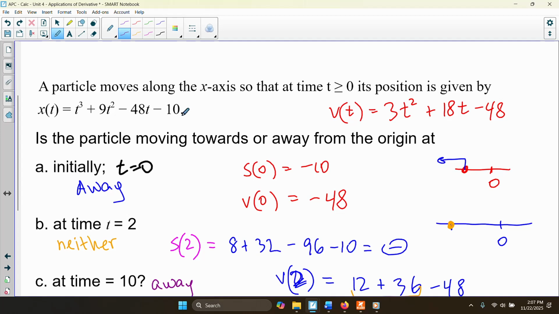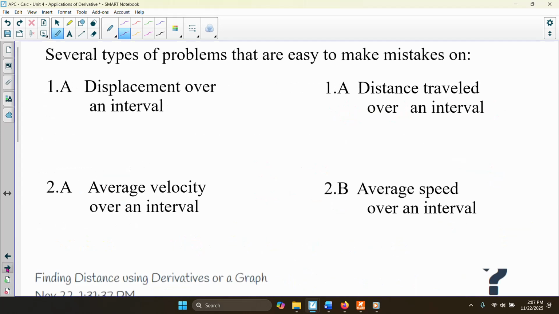Anyway, let me jump to the next slide because there was something about it I wanted to go over. Because of the fall feast, at the end of last week I had to compress a whole bunch of things to get that in, but it's important. All right, so here we go. Several types of problems that are easy to make mistakes on, right? Displacement over interval.